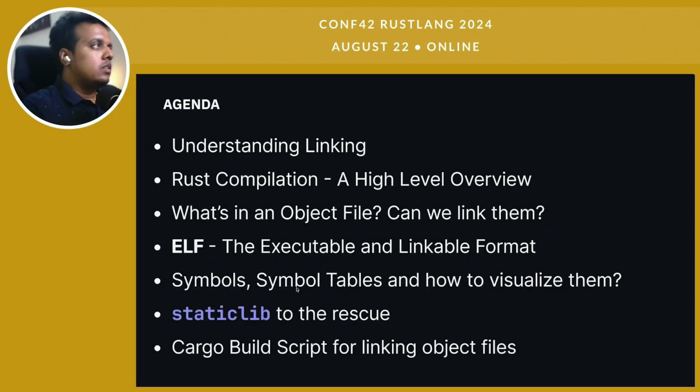So what's the agenda for the talk? The main thought here is to understand a little bit about linking. We'll get to why understanding linking is important a little further down the line. We'll take a high-level overview of the Rust compilation pipeline. What happens in an object file? You might have seen an object file, you might not, or you might already know what it is. So we'll look at what is inside an object file. We'll understand the ELF format, which is the format in which an object file is present in Linux and Unix systems. And we'll look at symbols, symbol tables, and static libraries. I will get to static libraries and cargo build scripts at the end. And as we go through, you'll have a lot more clarity as to what happens in each step.